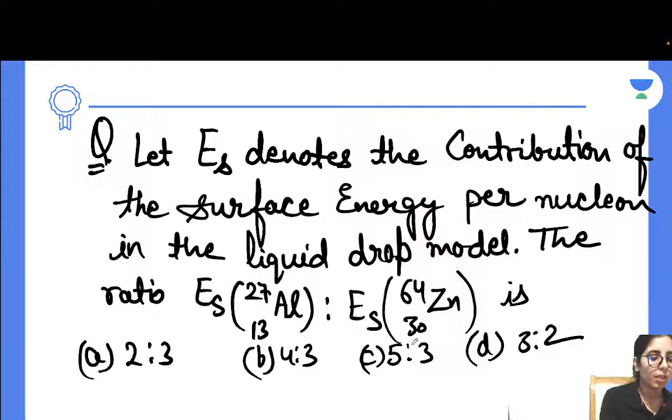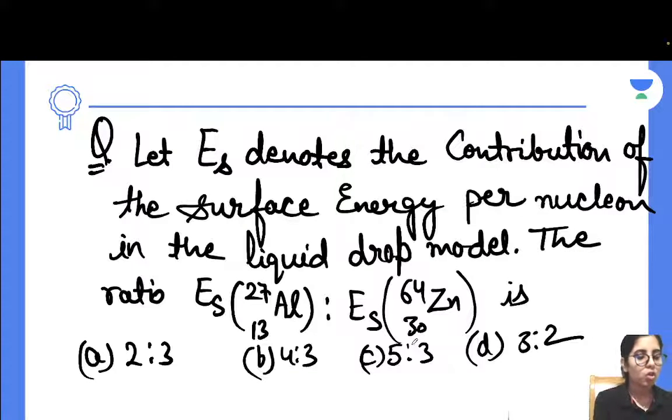Try it now and let me know what you think is the correct answer. Otherwise, for this question, I'm quickly going to start the discussion too. Very good, Sakshi. That's great. You got option B, right?